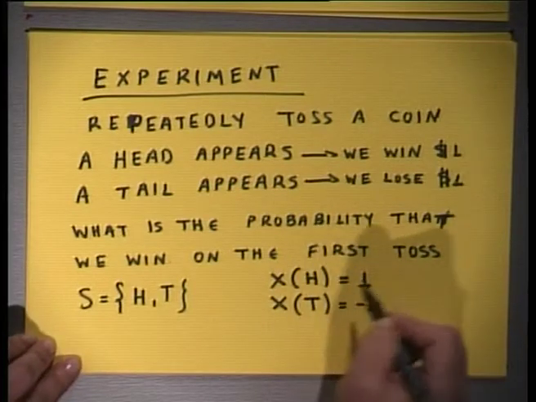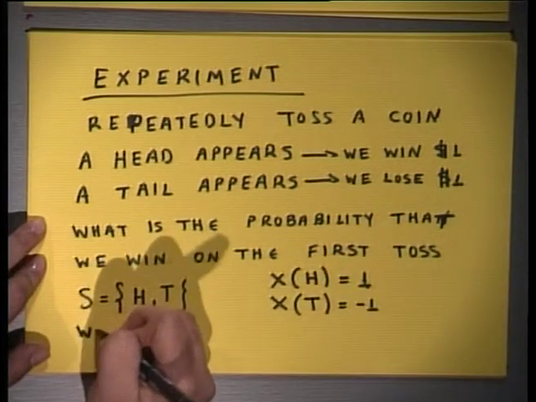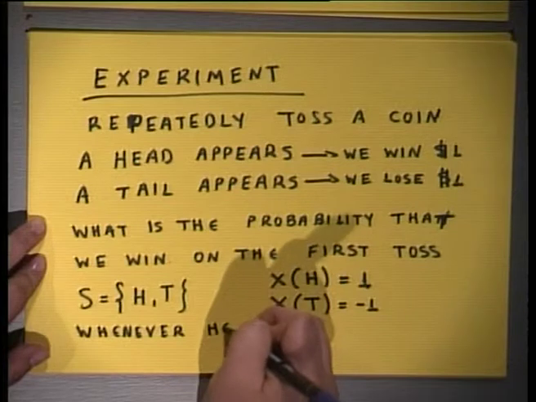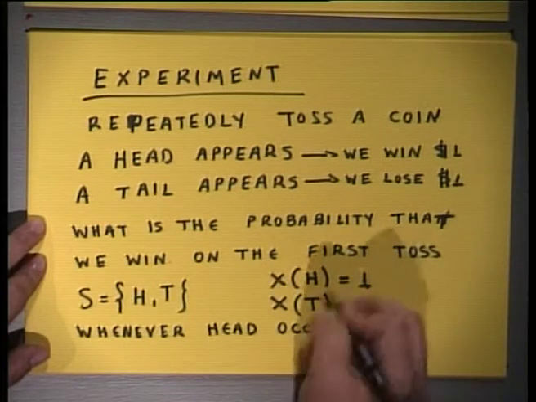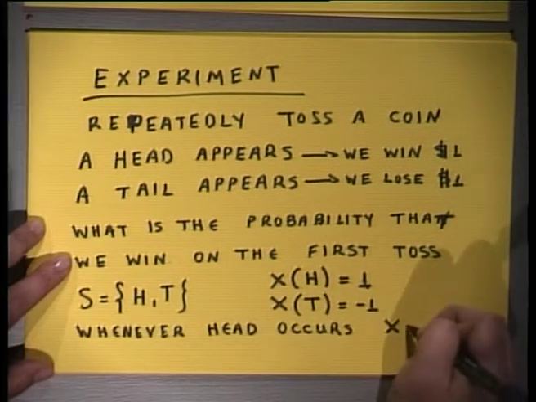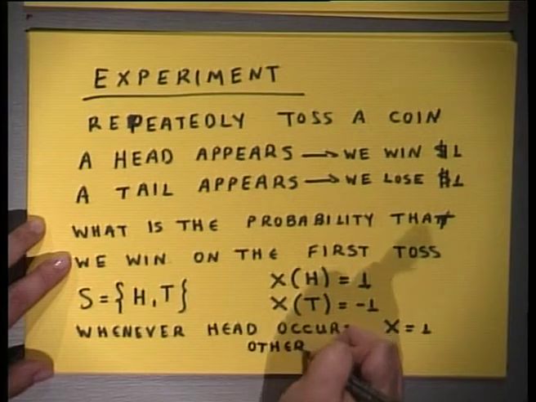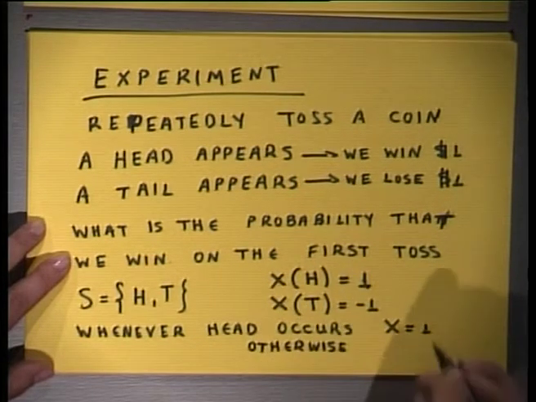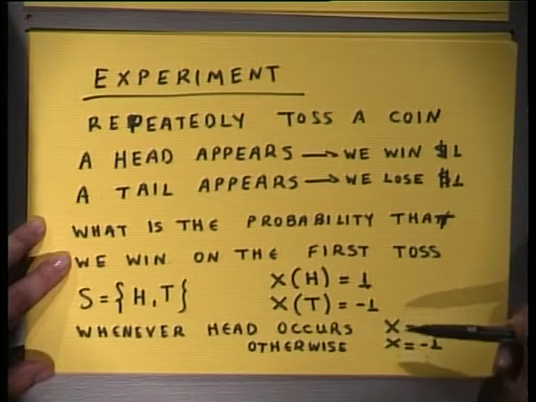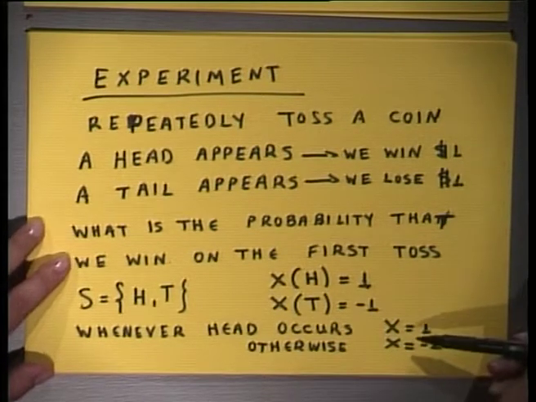It is important, though, that whenever head occurs, x will be 1, and otherwise x is -1. We see here that the random variable x takes discrete values, so it is a discrete random variable.